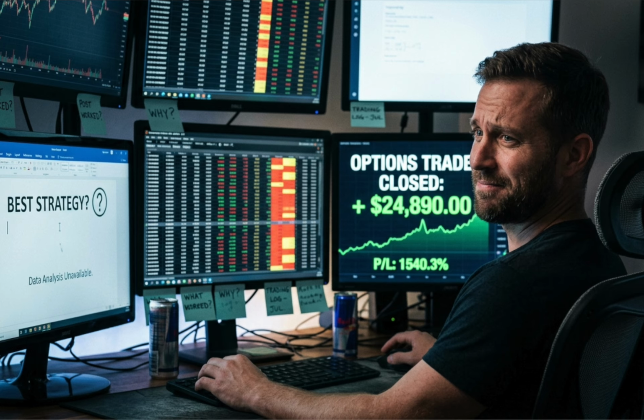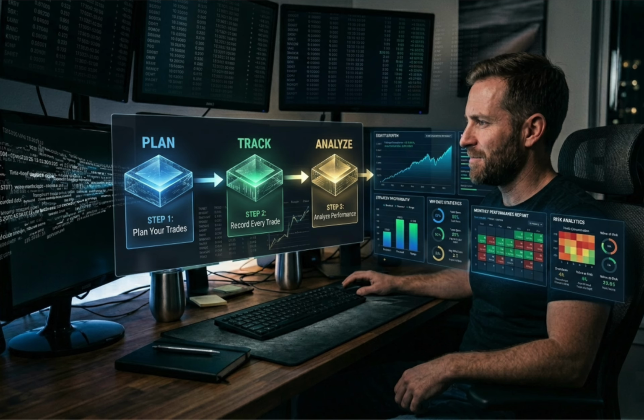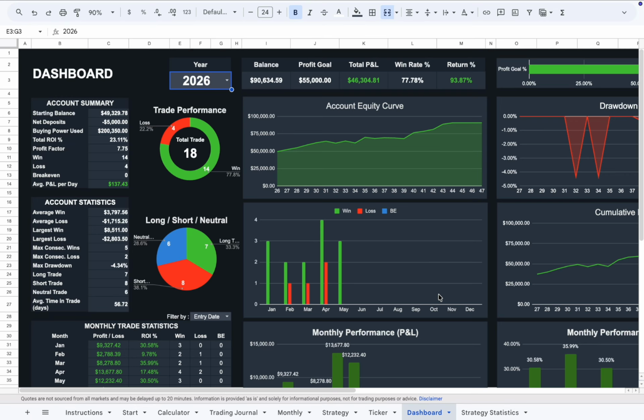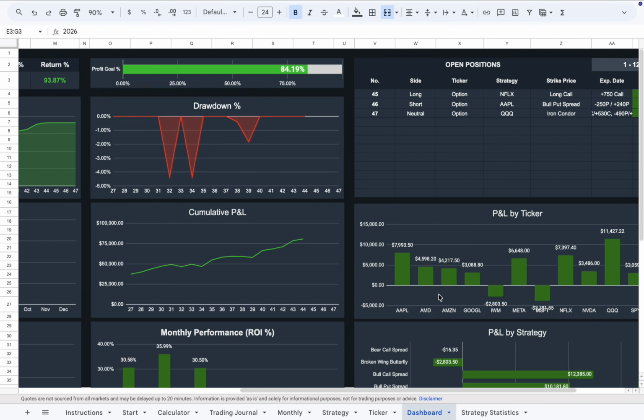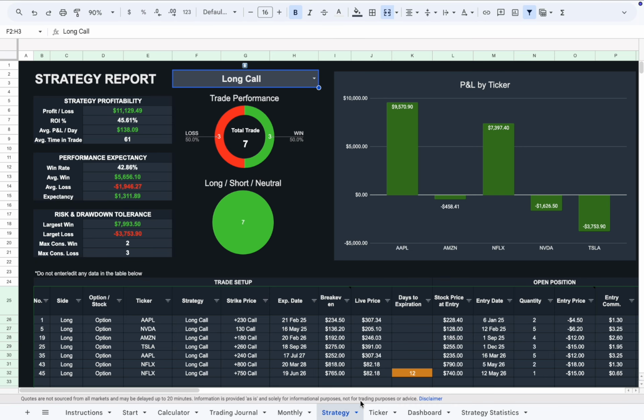Hi everyone, most options traders remember their biggest winning trade, but if you ask them which strategy consistently makes them the most money, many can't answer. And that's exactly what happens when you don't track your trades. In today's video, I'm going to show you 3 simple but important steps that can transform random trading into a data-driven process. This trading journal is designed to help you trade both options and stock trades, analyze your performance, and improve your decision making over time.